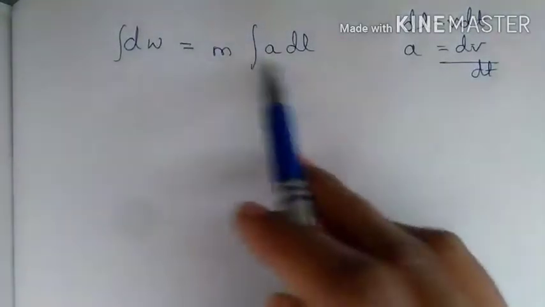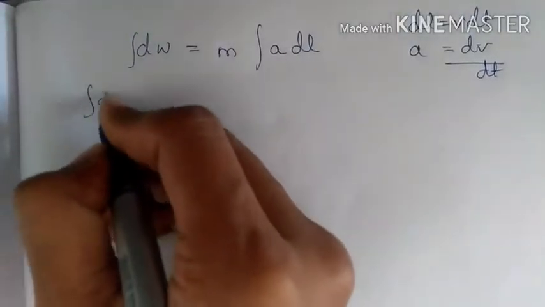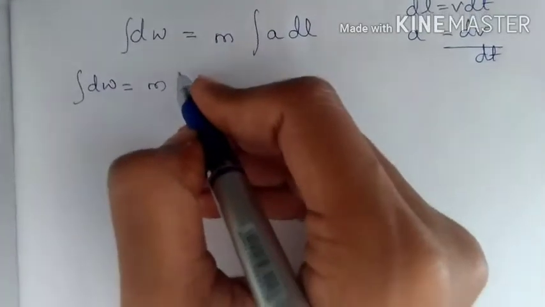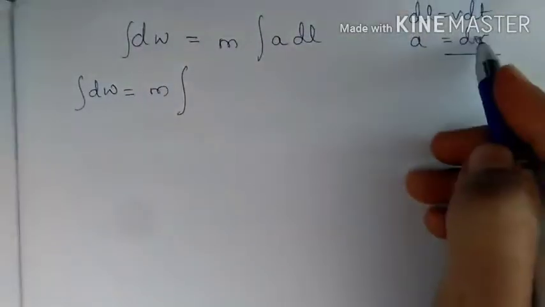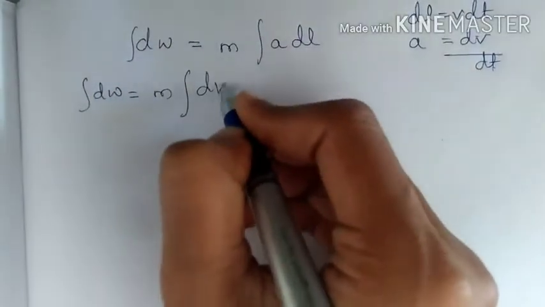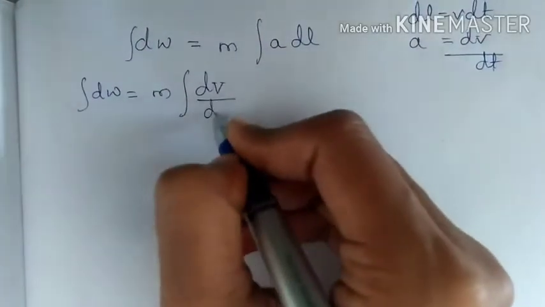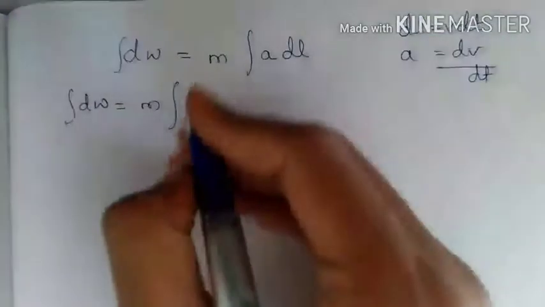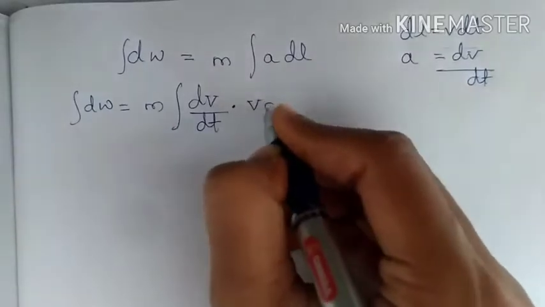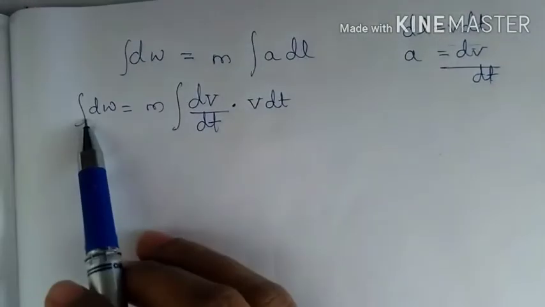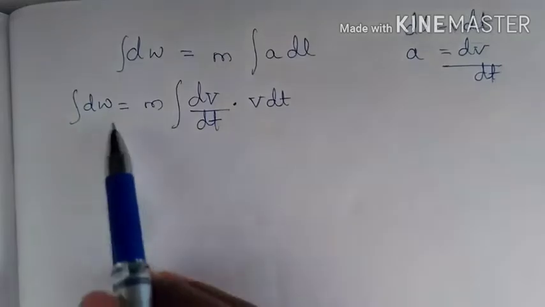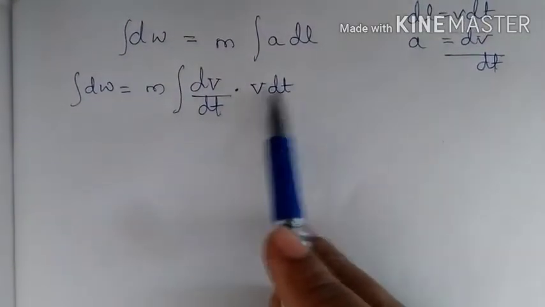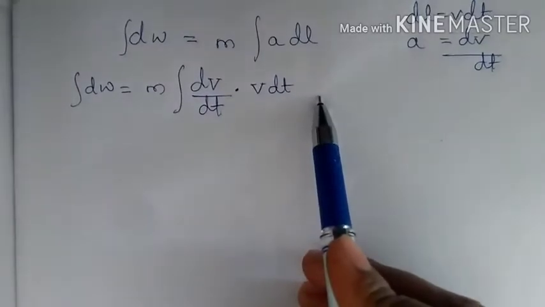Substitute these two equations here. So integration of dw is equal to m as it is, since it is a constant term. Integration of a is dv by dt, and dl is v dt. So integration of dw is equal to m dv by dt multiplied by v dt. So this is the equation.